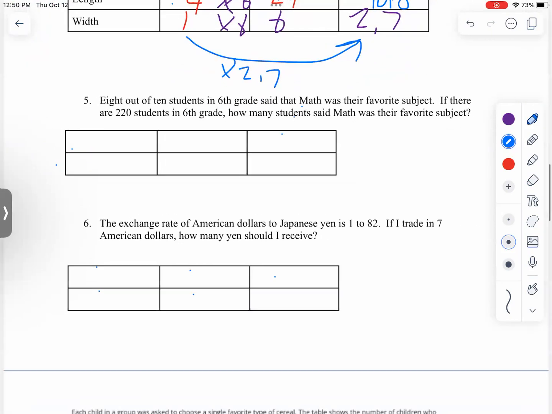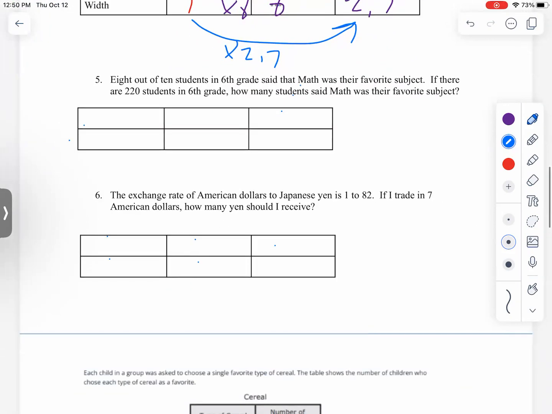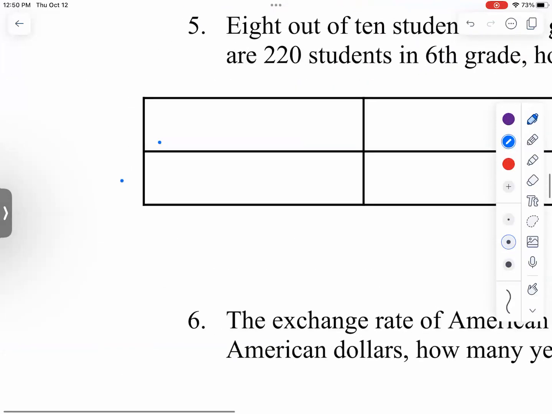It's used for that, but you still will need to know how the ratio works to know what you're doing. So 8 out of 10 students in 6th grade said that math was their favorite. If there are 220 students in 6th grade, how many students said math was their favorite? You could write the wording in a few different ways. I'm just going to put the math people out of the total.